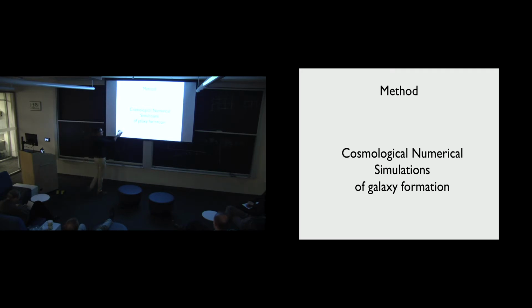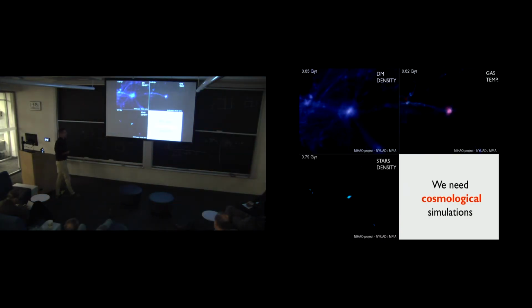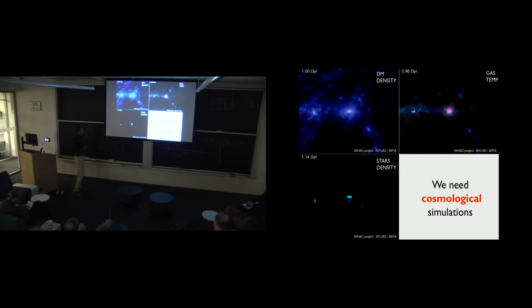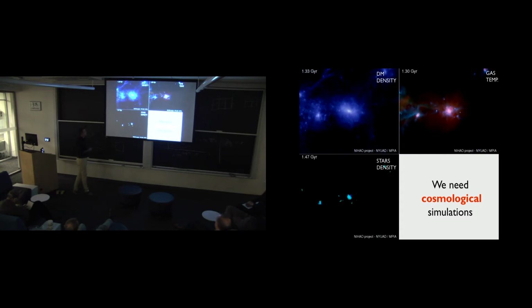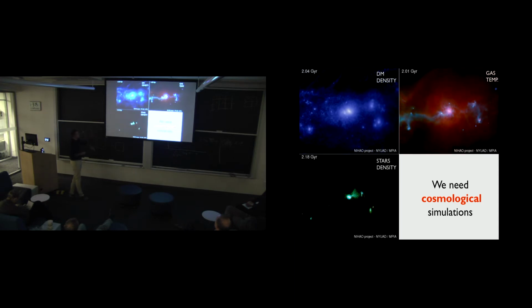But this is a highly nonlinear problem, and that's why you need to use numerical simulations. You have to go into the numerical regime to solve the problem of galaxy formation. And what you need to use is what we call cosmological simulations. What does cosmological mean? Well, the idea is that you have to follow at the same time the formation of the dark matter, the gas, and the stars. So what you have in this movie is the following.